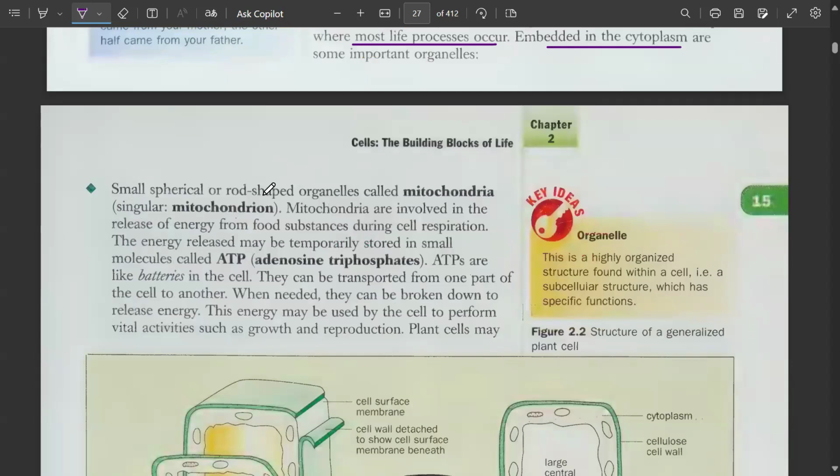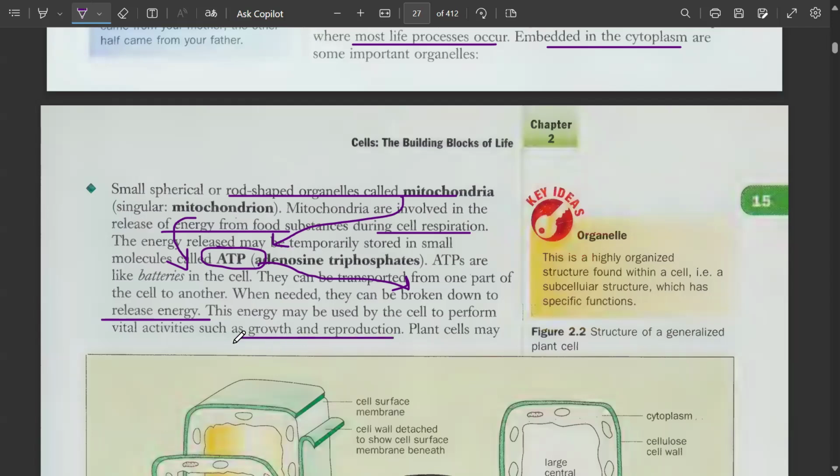Embedded in the cytoplasm are some very important organelles as well. जैसे कि we have rod-shaped organelles, mitochondria, which are involved in the release of energy from food substances during cell respiration, और वो ATP रिलीज करते हैं। This is one of the functions of mitochondria. As a battery, आप कह लो सेल चलाने की बैटरी है। When needed, ये ATP molecules आप कभी ब्रेक डाउन कर सकते हो, and those ATP molecules are going to release energy. तो माइटोकॉन्ड्रिया प्रोड्यूस करते हैं एटीपी, और बॉडी में अब आप एटीपी को कहीं भी तोड़ो तो वो एनर्जी रिलीज करके दे देगा। And you do need energy for a lot of vital activities such as growth and reproduction and all of these.